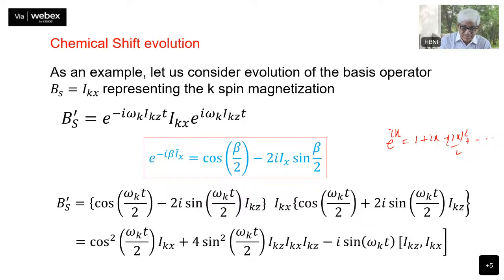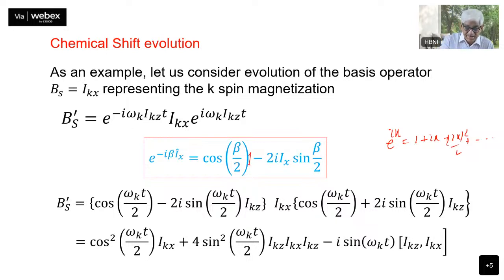The e to the minus i beta Ix is given by cosine beta by 2. Of course, you should put here a unit operator, the unit matrix, minus 2 Ix sine beta by 2. Cosine beta by 2 and sine beta by 2, what do they contain? The operator part I have taken out. So this contains here omega k, Ikz.